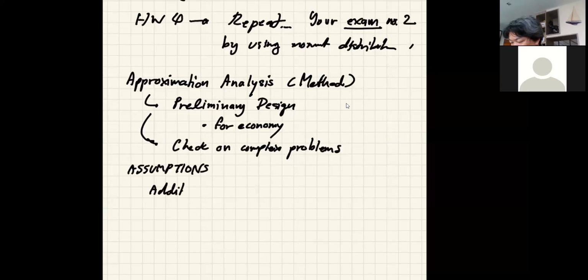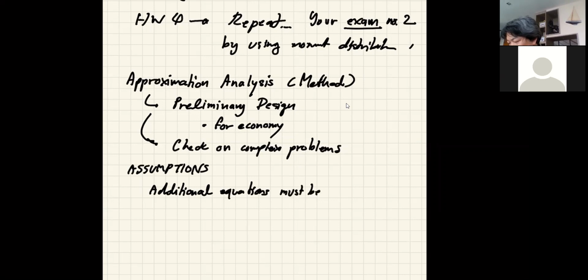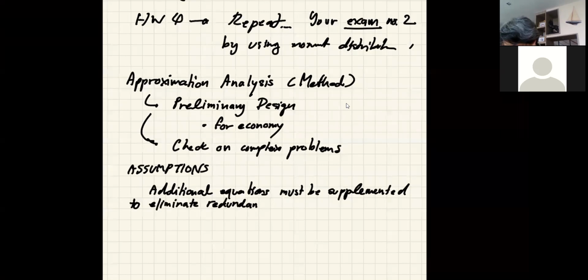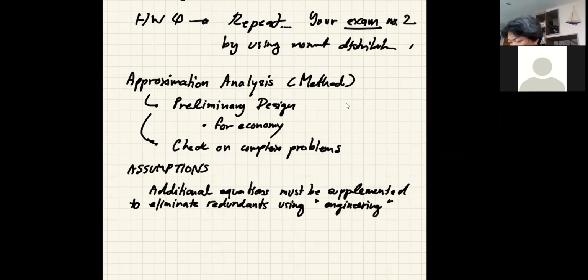Additional equations must be supplemented to eliminate redundants using what we call engineering judgment. Okay.